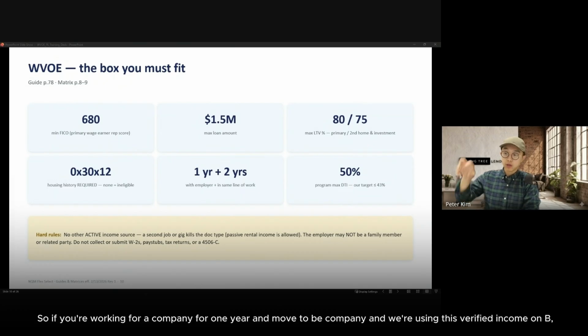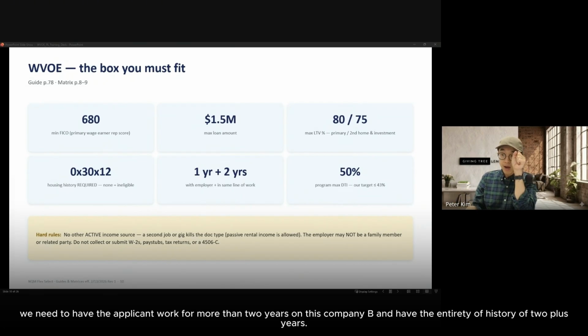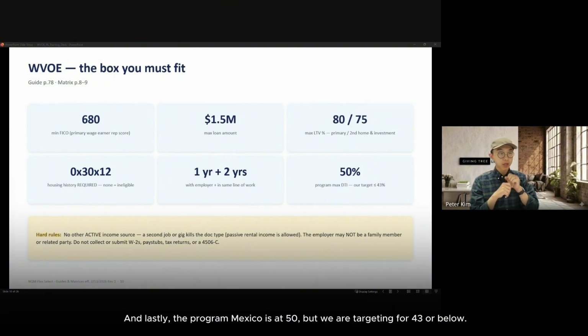So if you're working for company A for 1 year and move to company B and we're using this verified income on B, we need to have the applicant work for more than 2 years, counting the entirety of history of 2+ years. And lastly, the program max DTI is at 50, but we are targeting 43 or below.